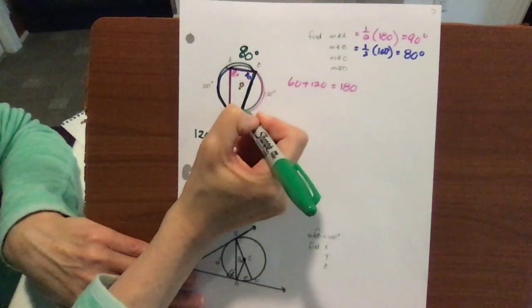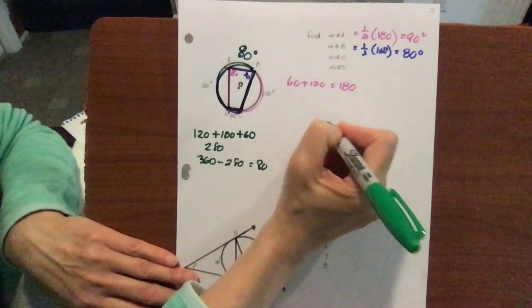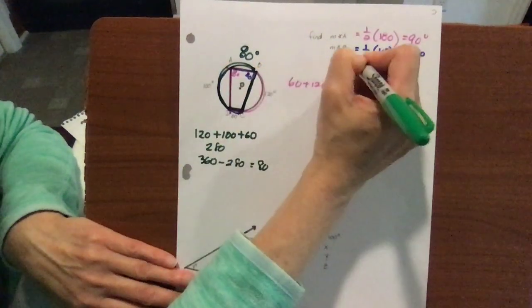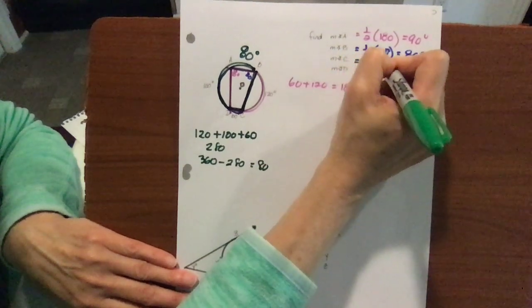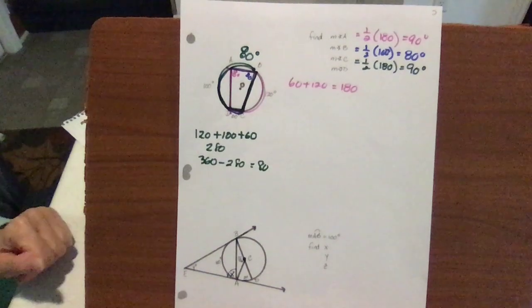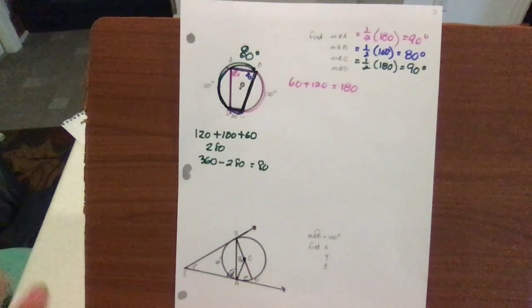So from B to C, swallow the arc. That's 100 plus 80. Okay, that whole arc is 100 plus the 80. So it's going to be half of 180 again, which equals 90. Okay. All right, next we want to find the measure of angle D.